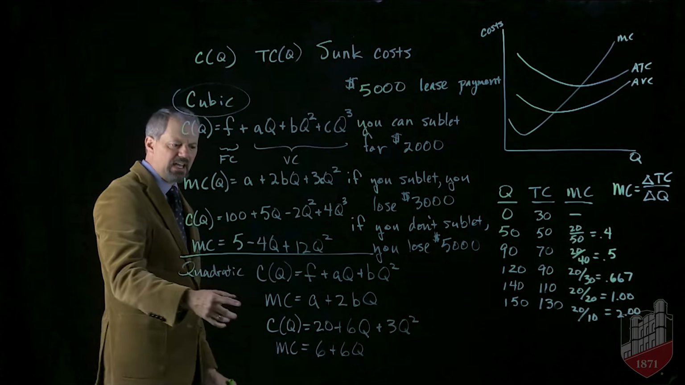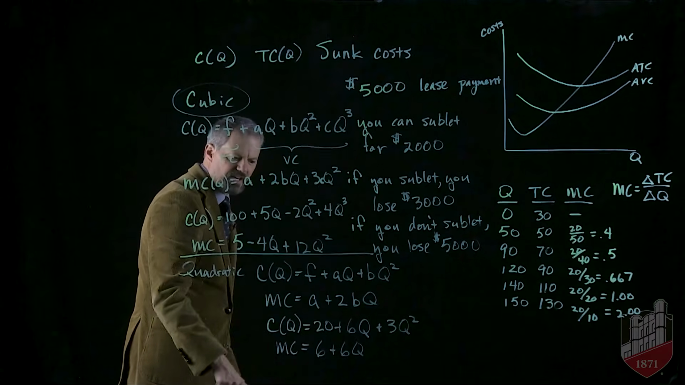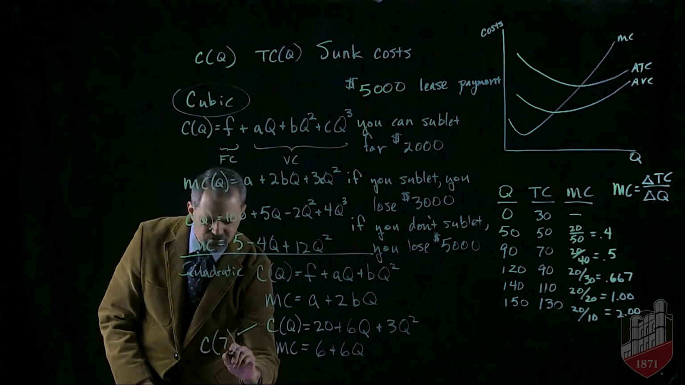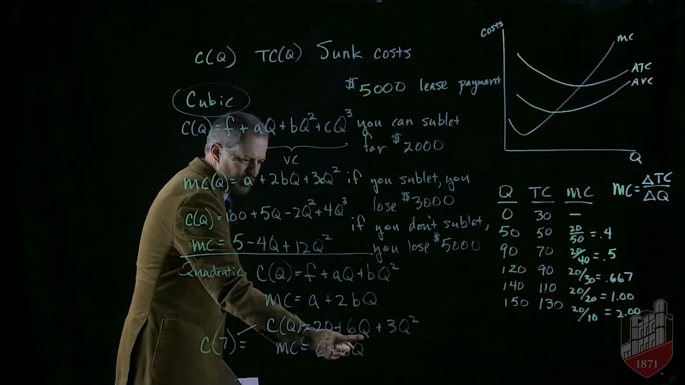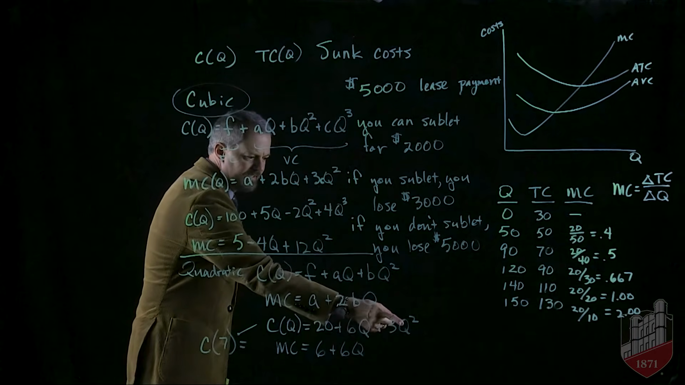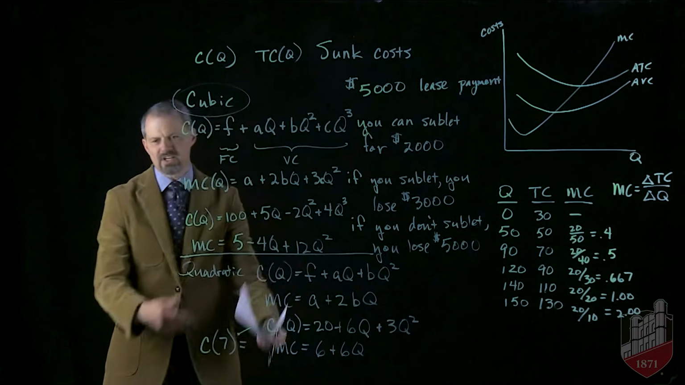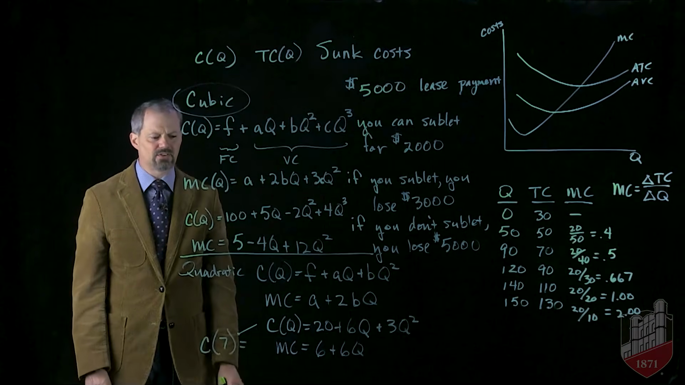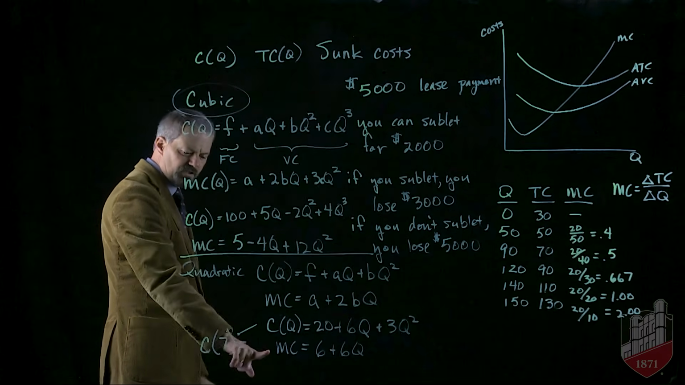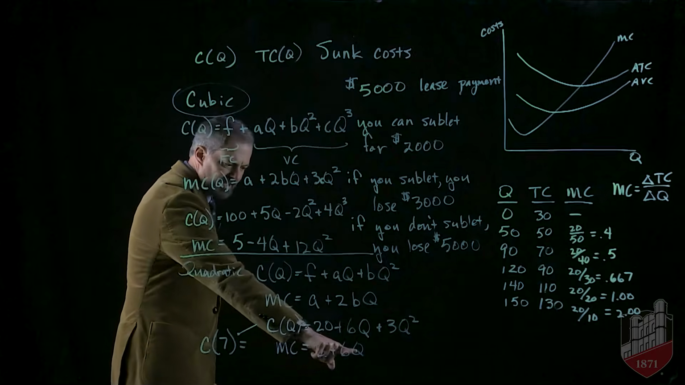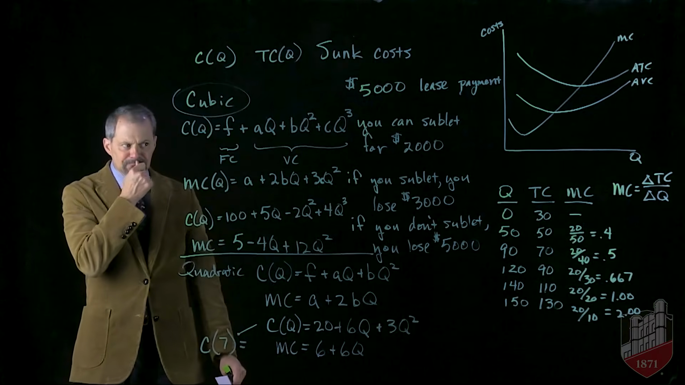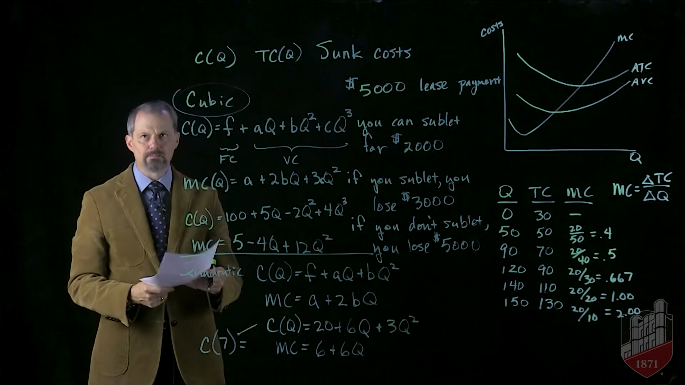If you wanted to understand the cost of producing, say, 7 units of output, you'd say, okay, everywhere there's a Q, I'd put a 7. So it'd be 20 plus 6 times 7 plus 3 times 7 squared. And that would tell you the total cost of producing 7 units of output. And if you wanted your marginal cost, you'd just plug in 7 right there, and it'd tell you the marginal cost of the 7th unit. So cost curves are easy to work with.